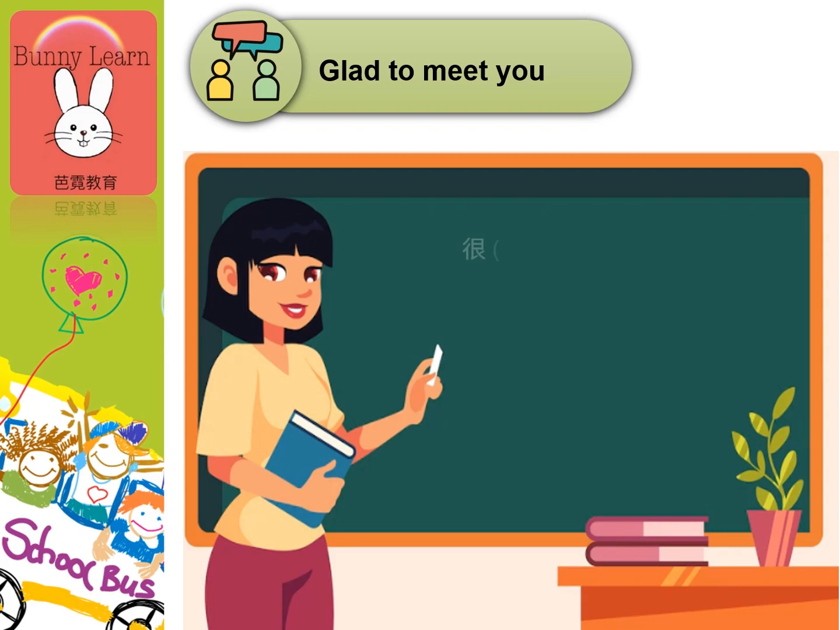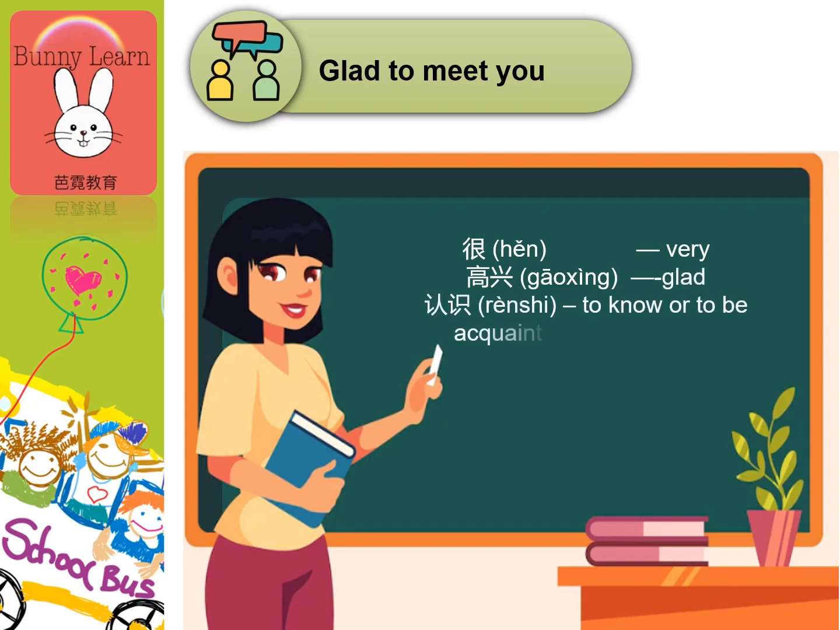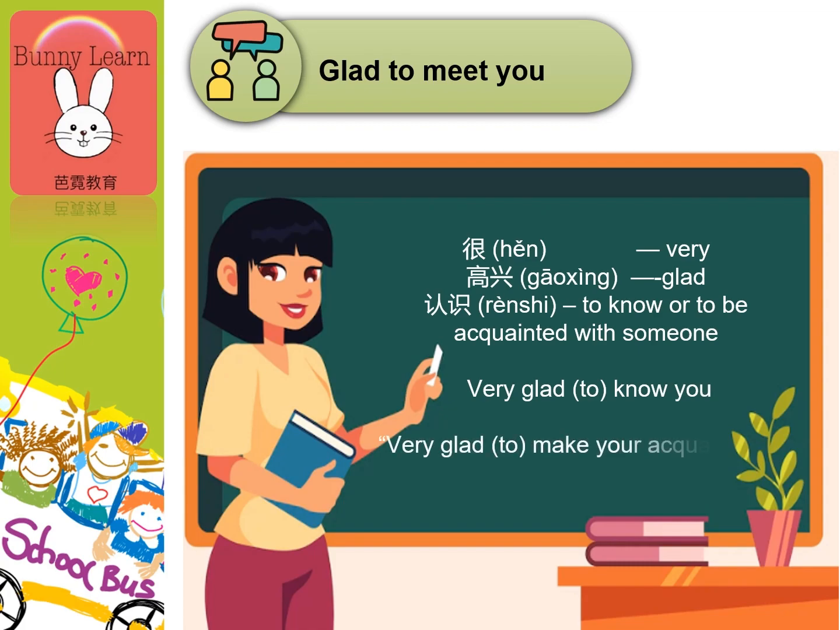In this expression, 很 means very, 高兴 means glad, 认识 means to know or to be acquainted with someone. So the sentence translates to very glad to know you, or something similar to very glad to make your acquaintance.